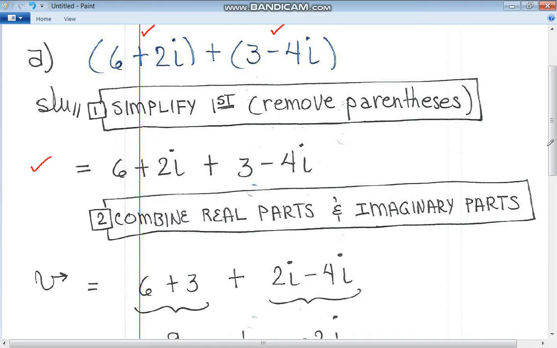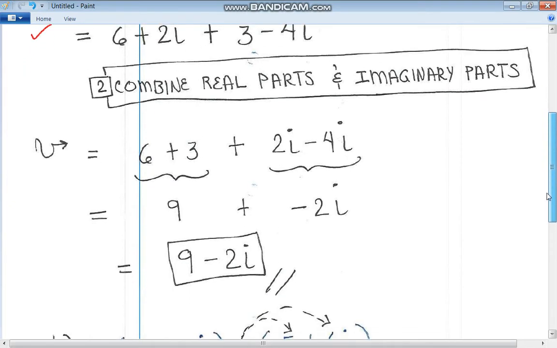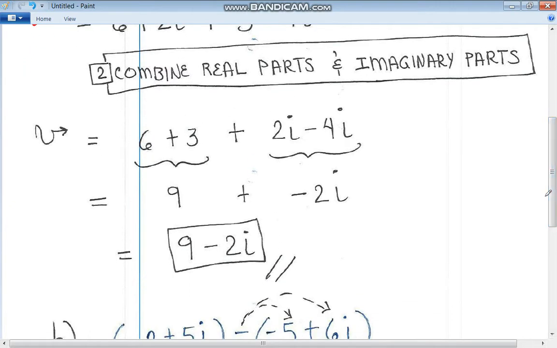Now we're going to combine the real parts together and the imaginary parts together. I put my little squiggly arrow to indicate that I put the real parts together, moved them in the front, and the imaginary parts I kept in the back. 6 plus 3 is 9, plus 2i minus 4i is negative 2i. So our final answer in proper form is 9 minus 2i.